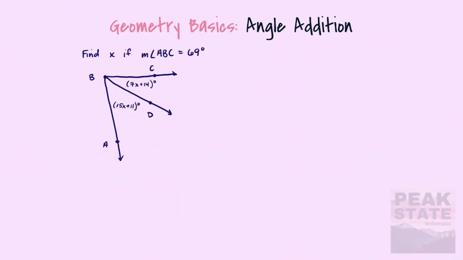Welcome back to Peak State Mathematics. We're working through our geometry basics unit right now. We're going to look at the angle addition postulate, which quite simply just states that if you have parts of an angle and you add up those parts, it will equal the whole angle.